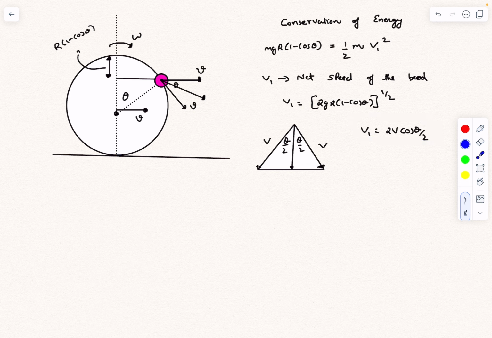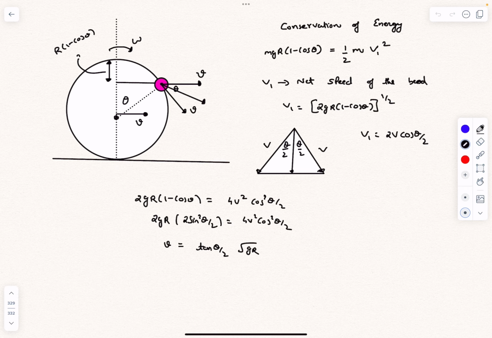You can write the net speed by using the instantaneous axis of rotation. You can simply figure this distance out using geometry, and then the net speed is going to be simply this distance, let's call it r, times omega. Now we can equate these two equations, and write 1 minus cos theta as 2 sine square theta by 2. Finally we end up with this expression for v in terms of theta, and v was again the velocity of the center of the ring.